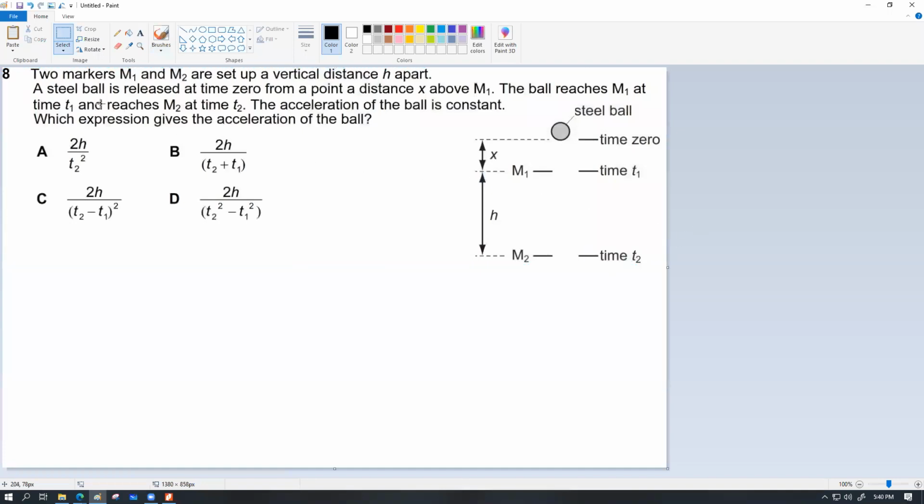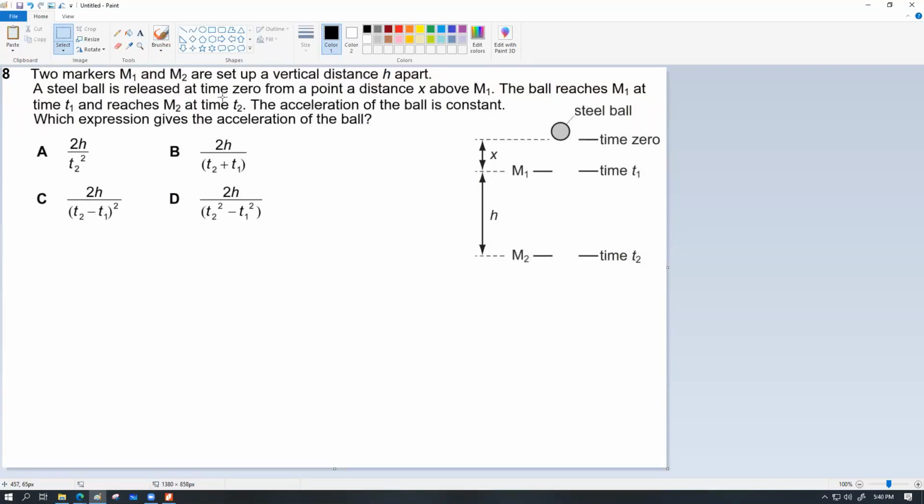The question reads: two markers M1 and M2 are set up a vertical distance h apart. A steel ball is released at time 0 from a distance x above M1. The ball reaches M1 at time t1 and reaches M2 at time t2. The acceleration of the ball is constant. Which expression gives the acceleration of the ball? Okay, we can pretty well solve this problem.